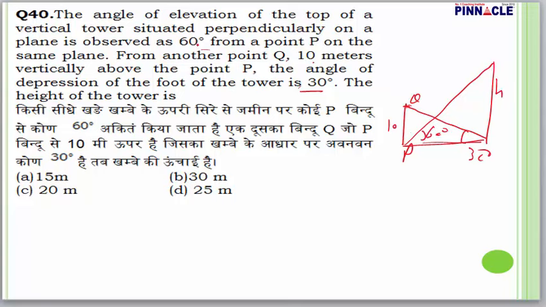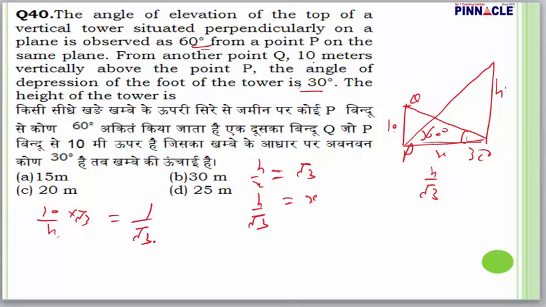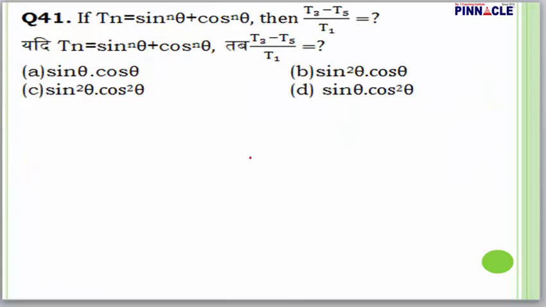This is 60 degree, and this is 30 degree. This 10 is given, and we have to find the value of H. Now H by X is equal to tangent 60, which is root 3. So x is equal to H by root 3. H by root 3 is the value of x. Now 10, the perpendicular, divided by H by root 3 is equal to tangent 30. Tangent 30 is 1 by root 3. That will give H equal to 30. Answer would be B. Next question, question number 41.